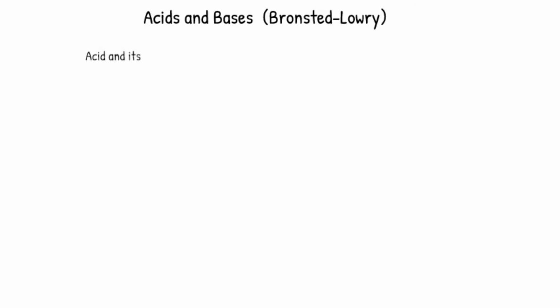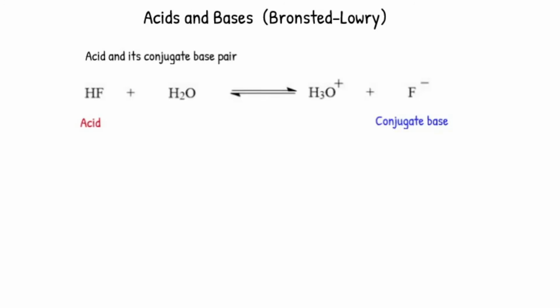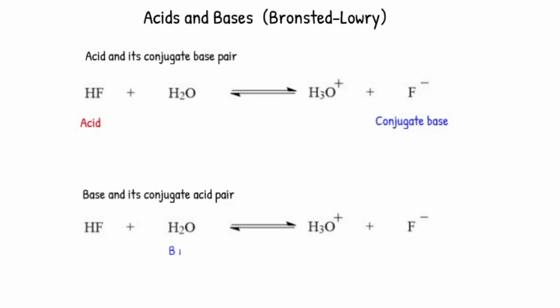Let's review acid and its conjugate base pair. For example, the acid is HF, hydrofluoric acid, in water to give the conjugate base fluoride ion and the hydronium ion. The acid is HF, the conjugate base here is F-. Now the base and its conjugate acid pair in this example is water is the base and the conjugate acid is the hydronium ion H3O+.